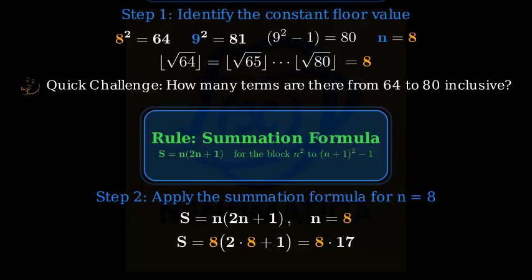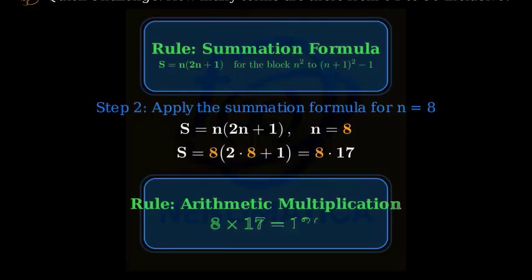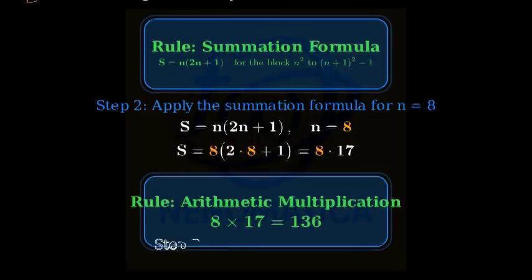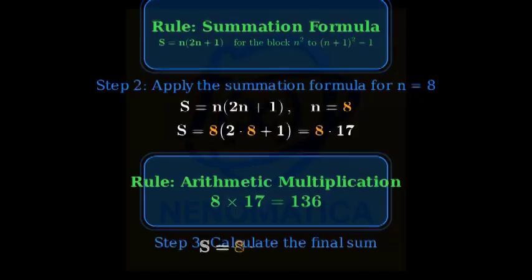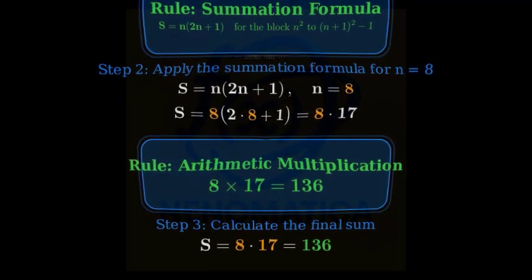Step 3. Compute the product. We now multiply 8 by 17 to get the total. Let's add the step title on screen. 8 times 17 equals 136.